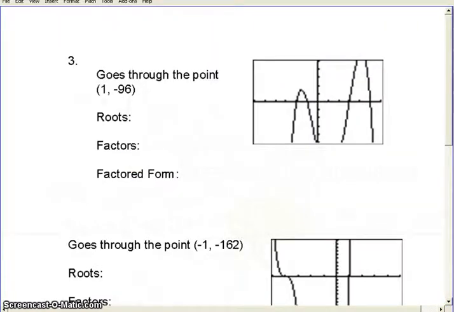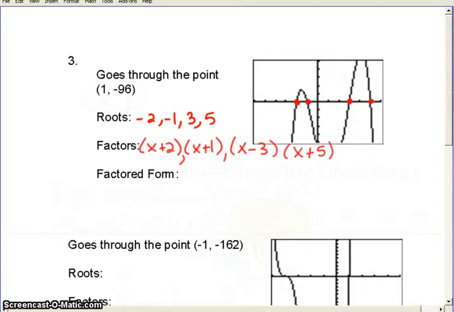All right, example 3, we're going to write the equation from a graph this time, and we know that it's going to go through the point 1, -96. So let's just start by looking at the roots. The roots are -2, 1, 3, and 5. If we write those as factors, they look like this.